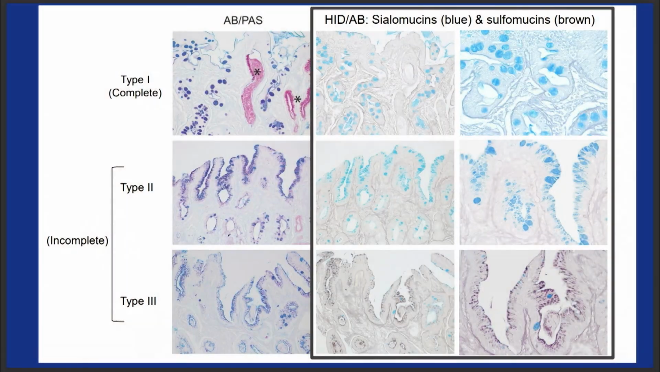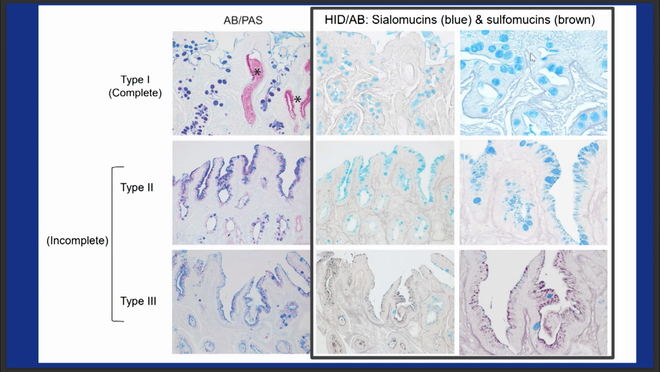The other staining is the high-iron diamine Alcian blue. And with this staining, you can differentiate between sialomucins and sulfomucins. So these are magnification pictures of the same cases, just to show the differences. So in the type 1, only goblet cells will show sialomucins.